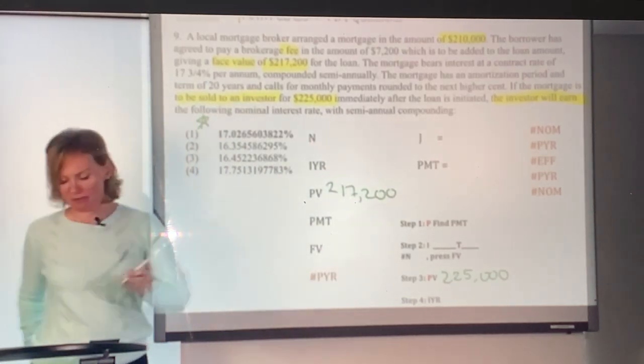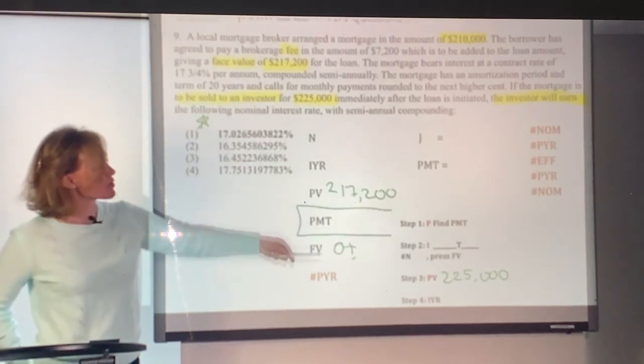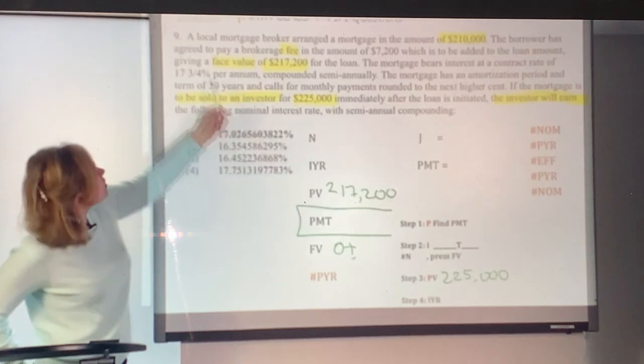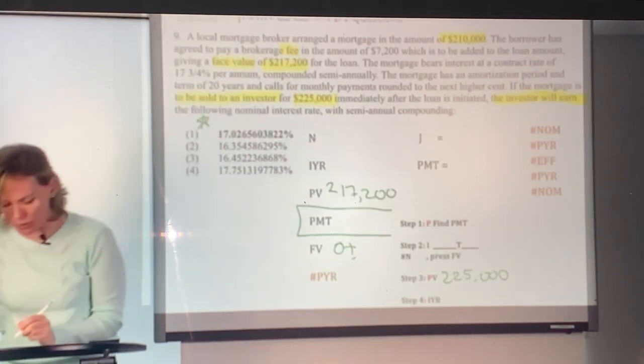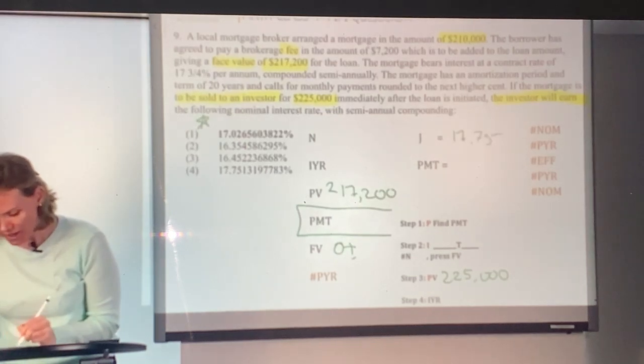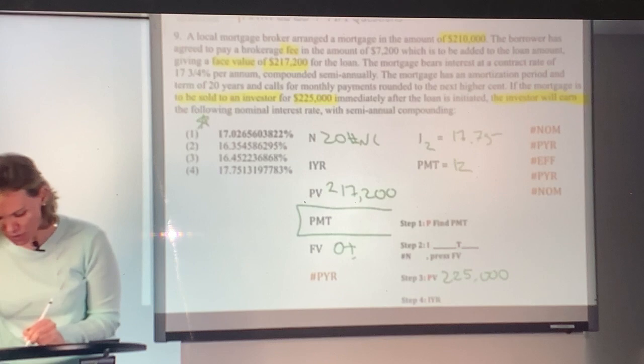So we're going to find the payment first, as usual. We're going to assume future value is 0 because we have multiple steps. We're going to look at the question and see what we have in here for the years and the rate. So 7.75 compounded semi-annually. Payments are monthly, and it's for 20 years amortization. Okay, we'll come up as 240 months.